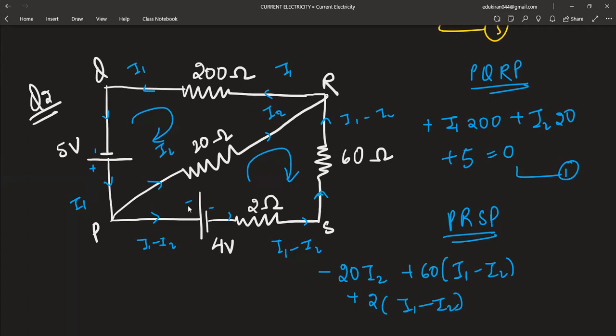And see, this is negative, this is positive. So current is coming from the negative and going into positive. It is coming from negative, so it will be minus 4 is equal to 0. Second equation. We need to solve this and get the value.